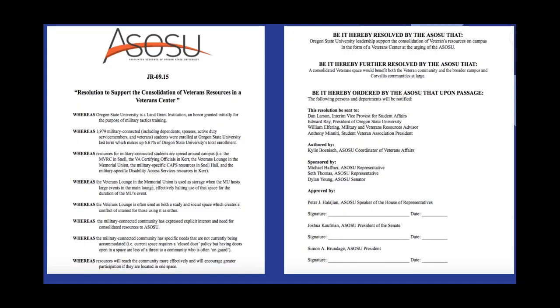So this is a resolution. We have your title, your designation, and then your whereas statements, which are the justification for the legislation. Here are the reasons why. And then resolve, here's the action that we would like to take. And then the people that it's sent to, and then it has to get a signature. It also shows the authors and the sponsors. We expect that when you are presenting it.